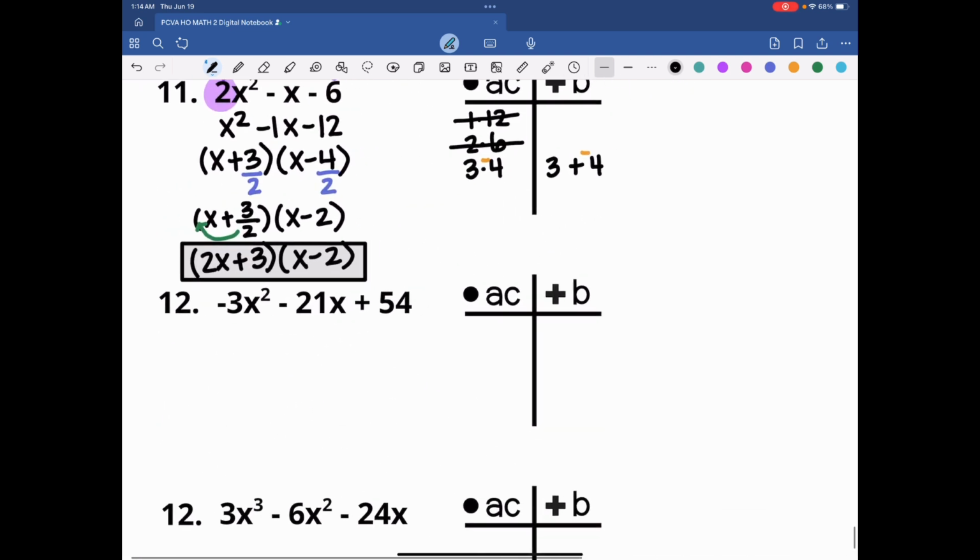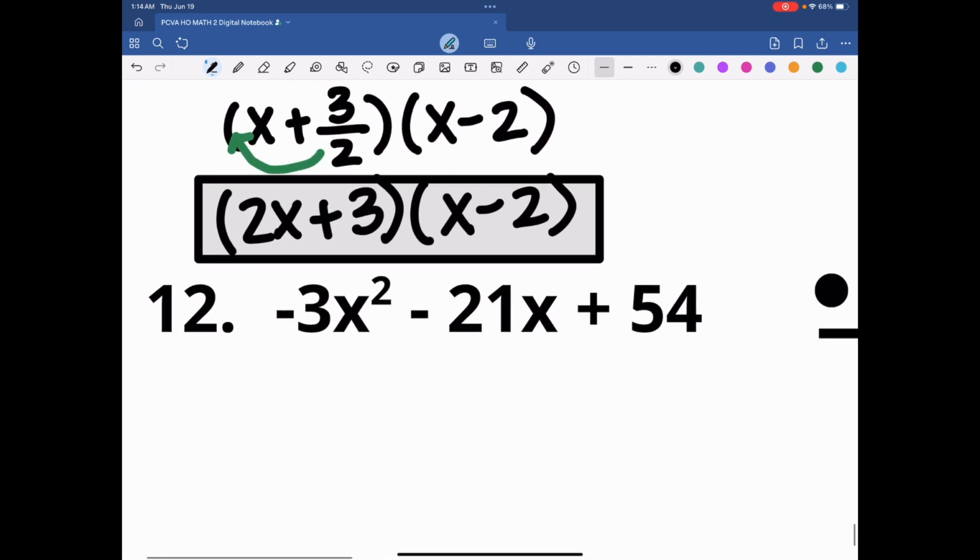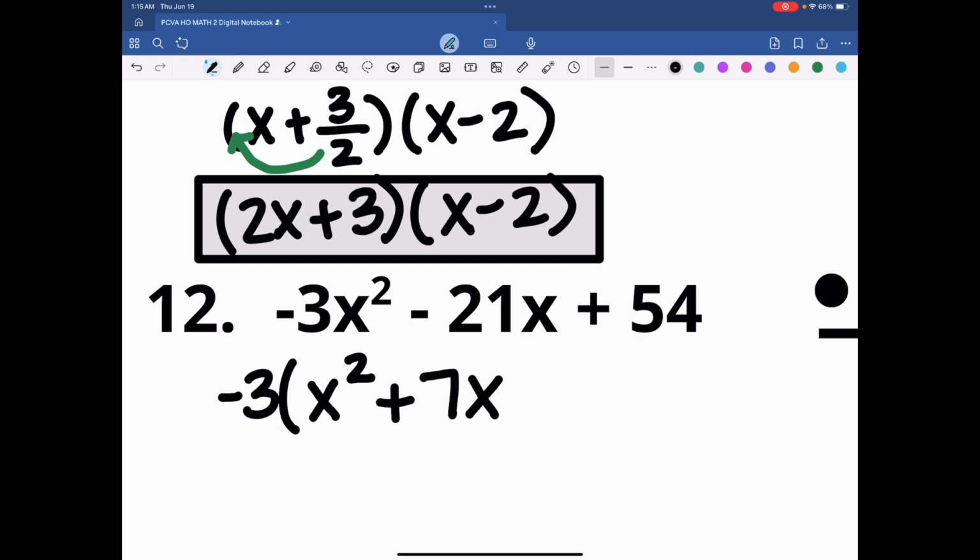Oh, I have two number 12s. So for number 12, I have -3x squared minus 21x minus 54. So I absolutely have a GCF of 3 because I can divide 3 out of both of these, but that negative in front, I need to go ahead and factor that out with the GCF too. So -3 divided by -3 is going to be positive 1x squared. -21 divided by -3 is going to be positive 7x. And then -54 divided by -3, that's going to give me -17.